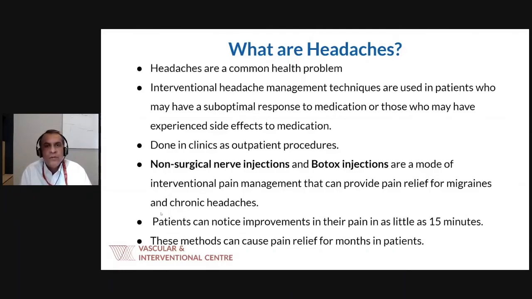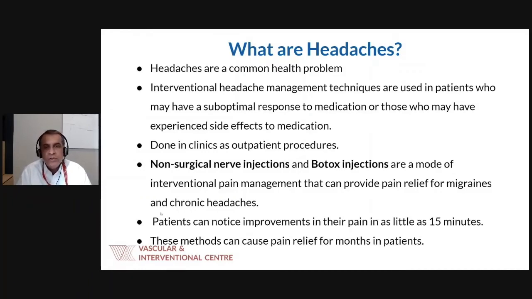Now, how do they help? They're basically done in the clinic, just like you come and see for a consult. The same way you come and see for headache, we do an assessment and see what medication you're on. They're done as complementary techniques in the clinic itself. There is no need to get admitted. It takes about 15 minutes.